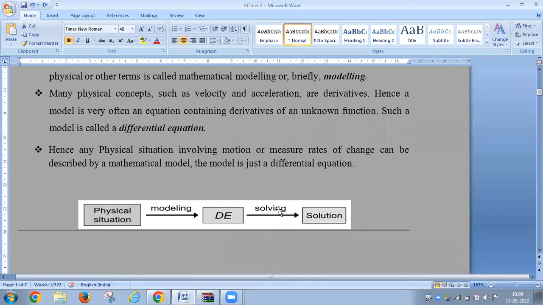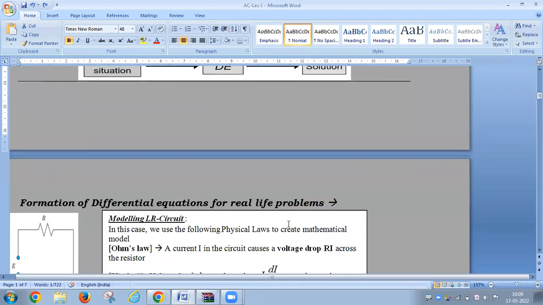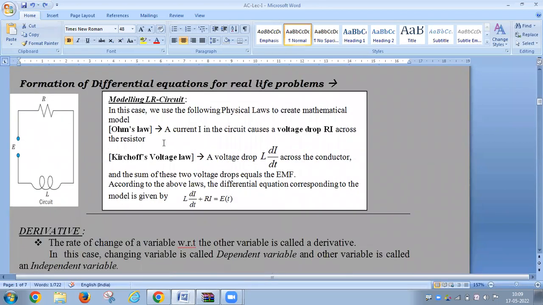Okay. So in this, we'll learn the methods to solve the differential equation mathematically. In particular, here we will study first order differential equations. So this is a real-time example in which we will get a derivative.